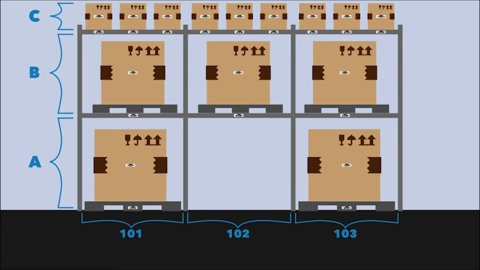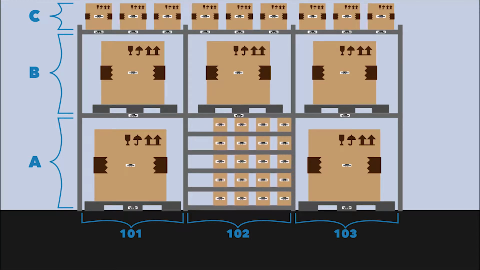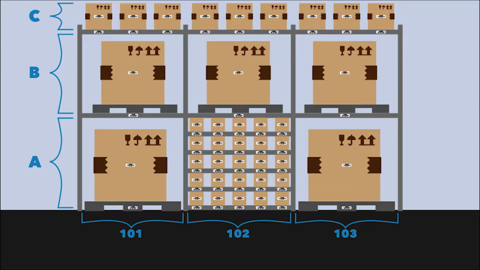But within each location, you can have sublocations. So within this location, you have sublocation 1, 2, 3, and so on all the way to 25. Whether a location or a sublocation, this is where you put your bins.